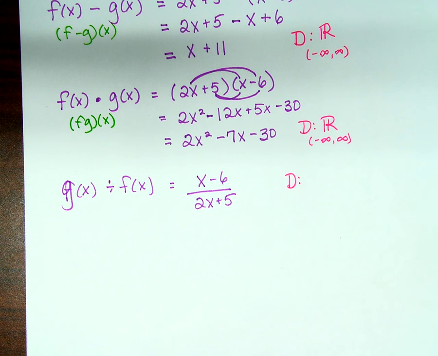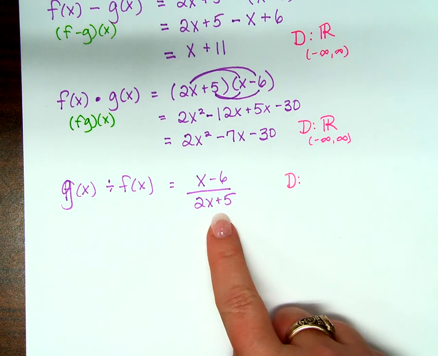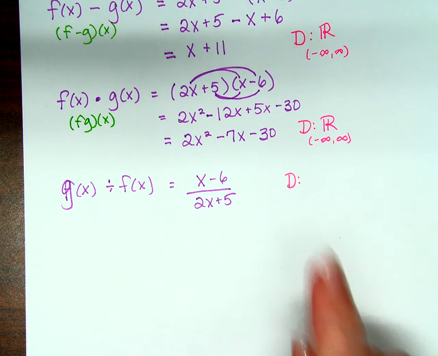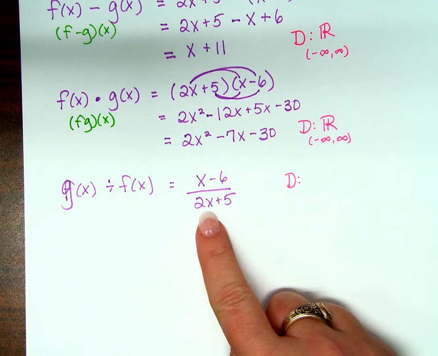If you have a fraction, which this is, what is the denominator not allowed to be? 0. The denominator cannot be 0, right? We can't divide by 0. Only one person that I know of can divide by 0, and Chuck Norris is not here. So we have to think to ourselves, what if it was 0?